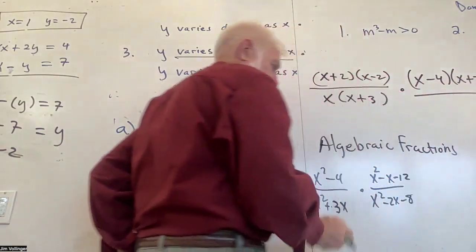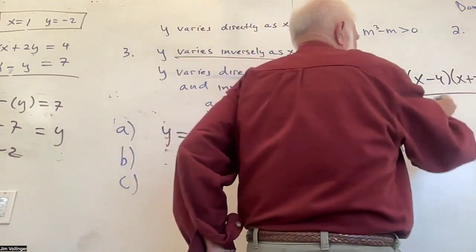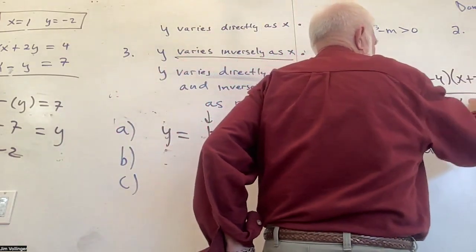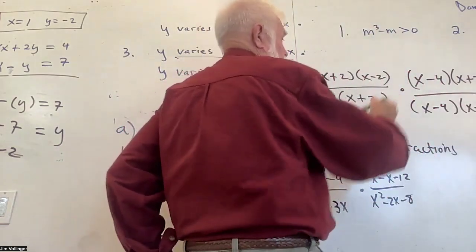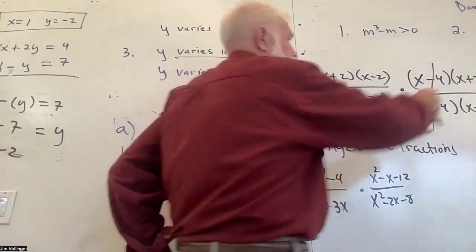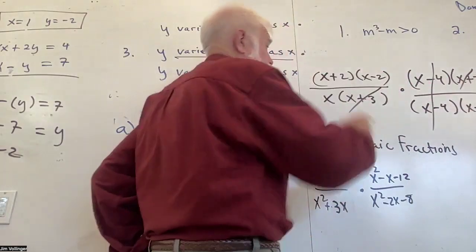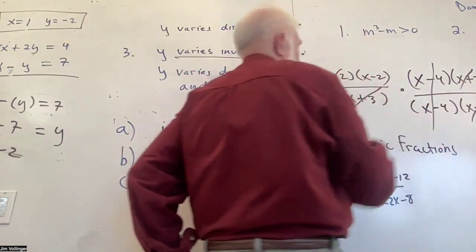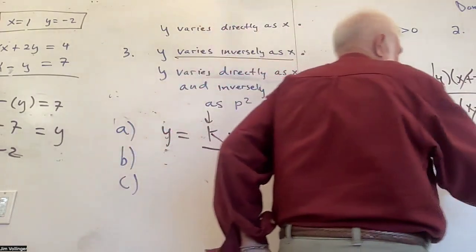And x minus 4, x plus 2. Okay, so we can see that we don't have to do the x minus 4 as they cancel. The x plus 3 and the x plus 3 are going to cancel. X plus 2s are going to cancel. And we end up with x minus 2 over x.